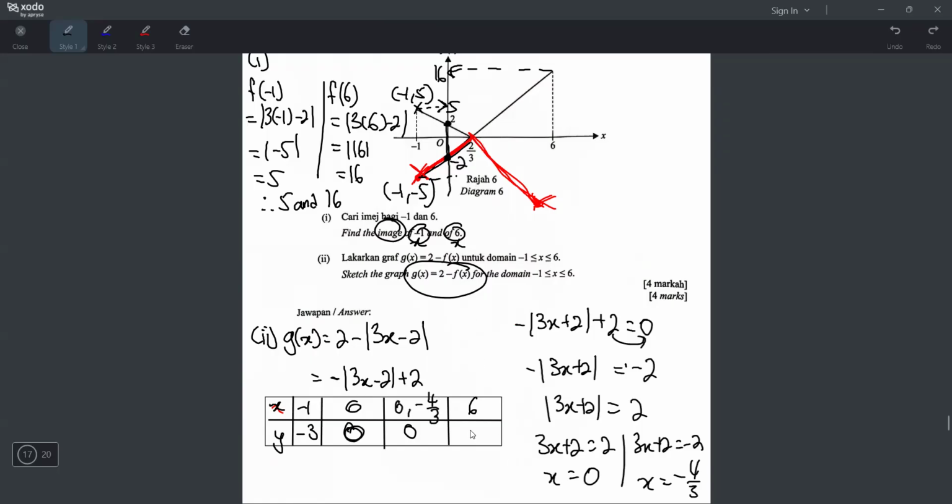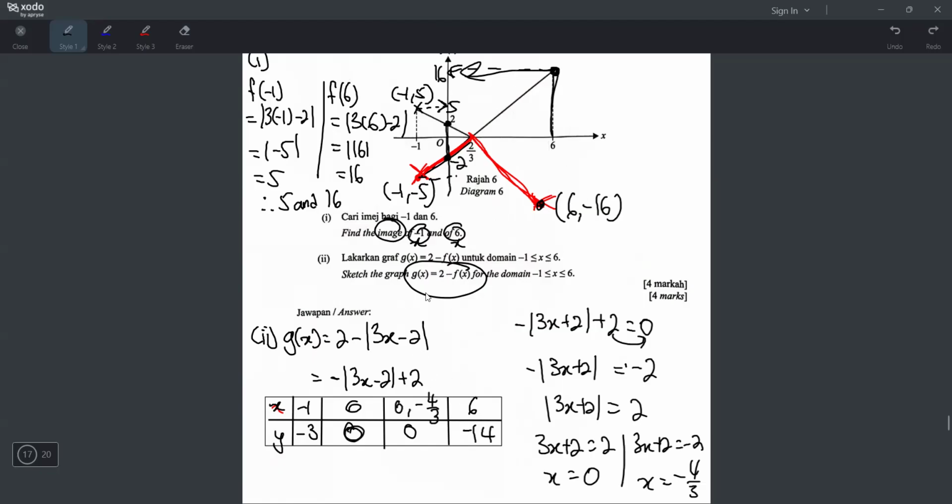Okay, let's look at the next point, 6. What happens if I ganti 6 inside here? We already know because we did it just now. So do you remember this one? When you ganti, you get 16, right? That means this whole thing is 16. And then you just take 2 minus 16. You get -14. And it makes sense because the final point here is 6, -16. Because remember, this is the point 6, 16. But when you reflect down, it will be -16. But you move up 2 units. So that's why it's -14 lah.